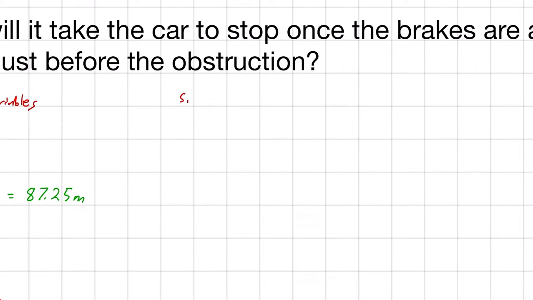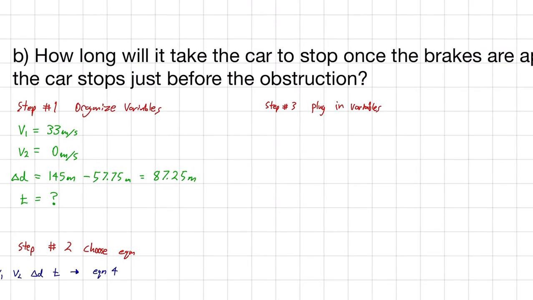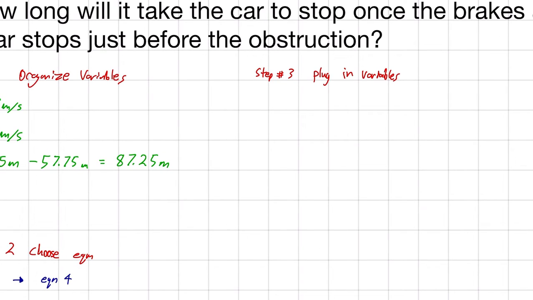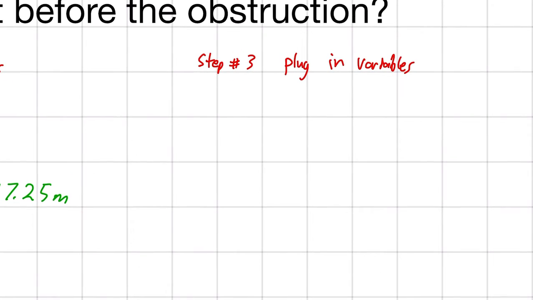Step number 3 is to plug in our variables. And I hope this is starting to get repetitive now. Every question is going to be these same steps. So again, let's rewrite this equation. Delta D is equal to V1 plus V2, divided by 2, multiplied by time.